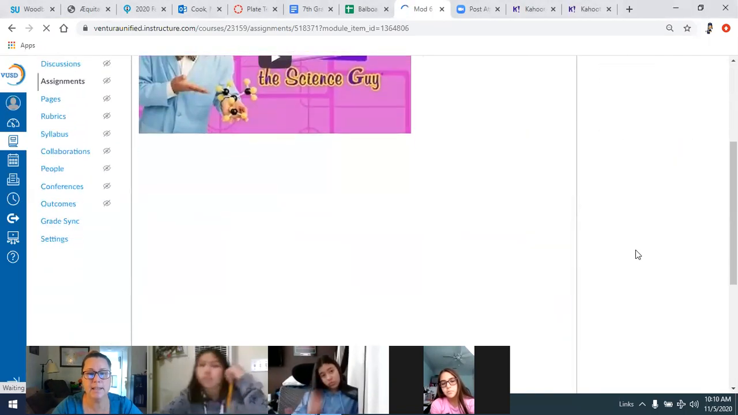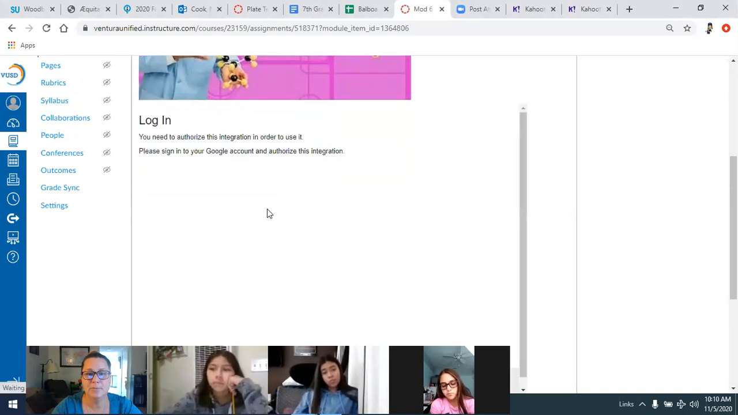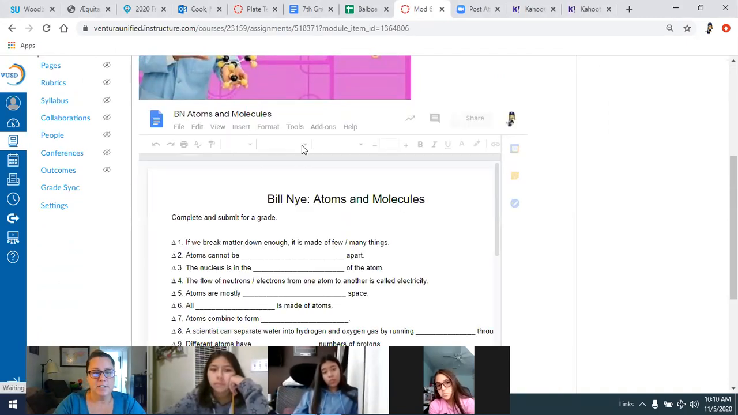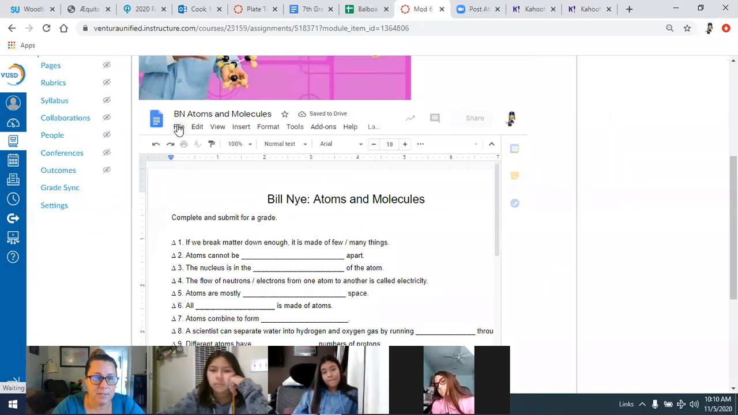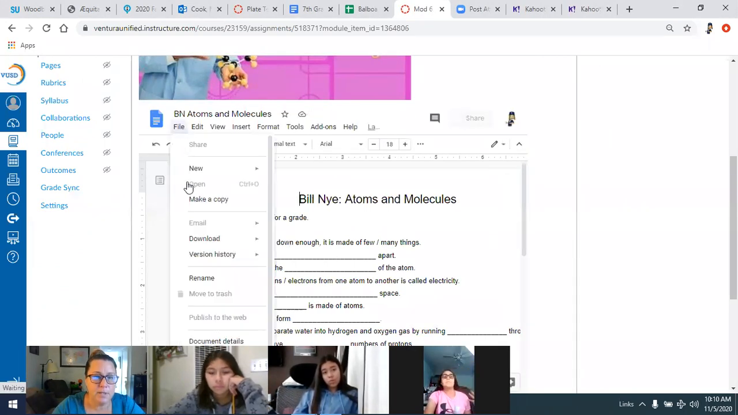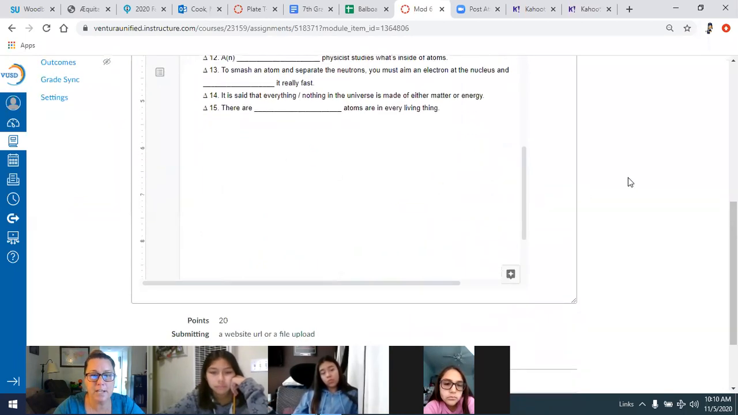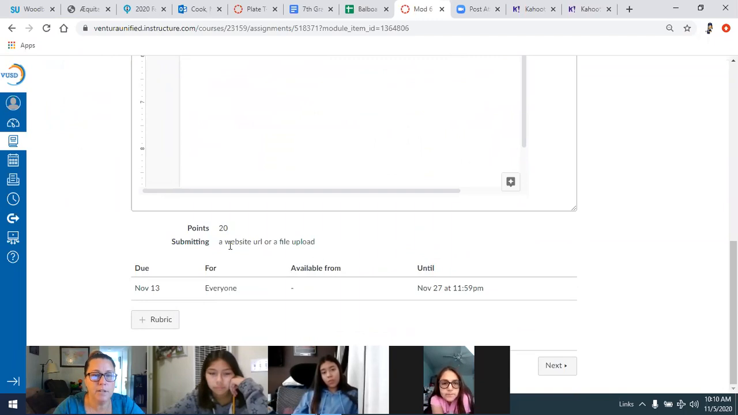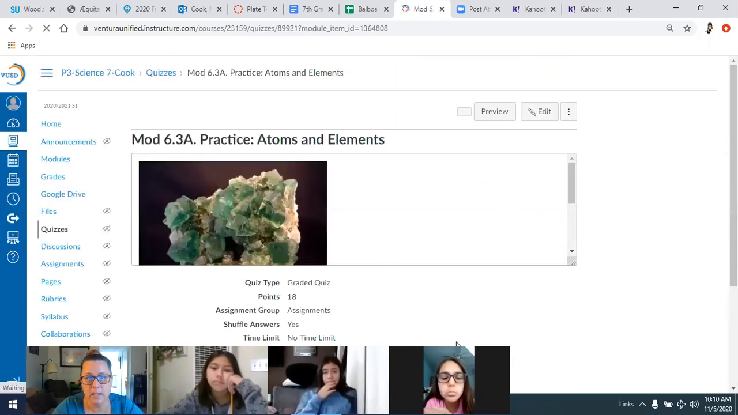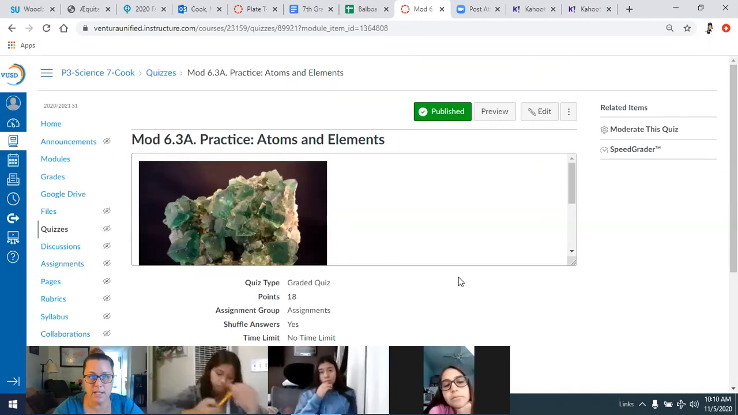Bill Nye comes with a worksheet to fill out. To fill out that worksheet, all you need to do is go up here where it says File. Click on File. You can make a copy, right? Once you make the copy, you can type on the copy as the video is playing. There are 15 questions. You can upload it or you can use the website URL. We went over how to do those already. You guys have been doing them for me. So yeah, that's how you're going to do it. It's worth 20 points and it's due next Friday. This is what I would like you to write down in your agenda.